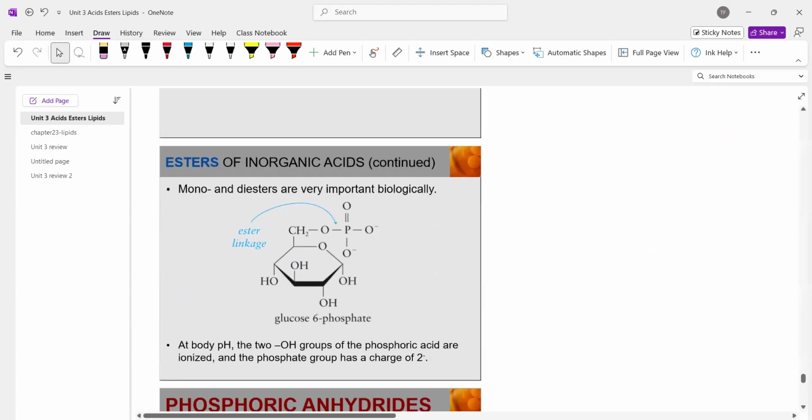Okay, this is the first step of glycolysis. When we talk about metabolism of carbohydrates, we're talking about metabolism of glucose. So the first thing the glucose does is it gets esterified on carbon number 6, right there.